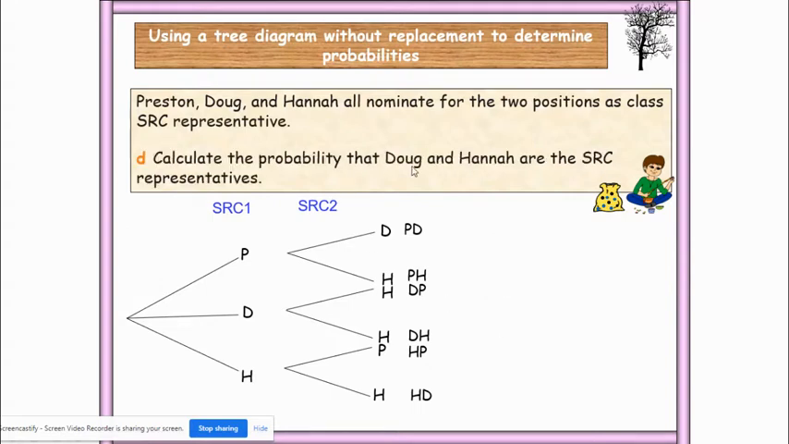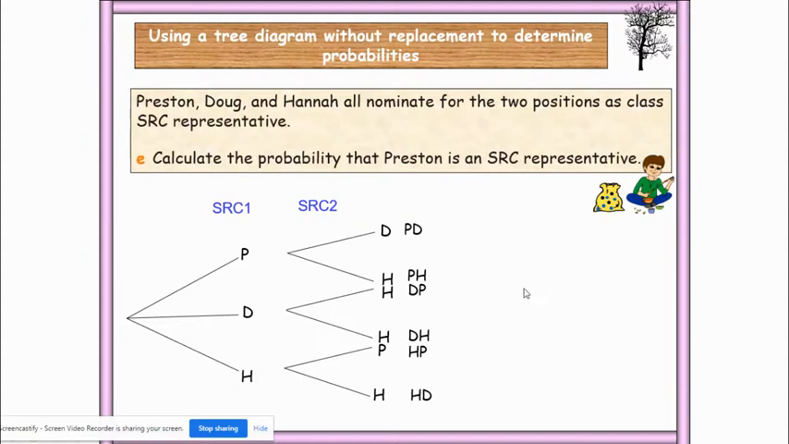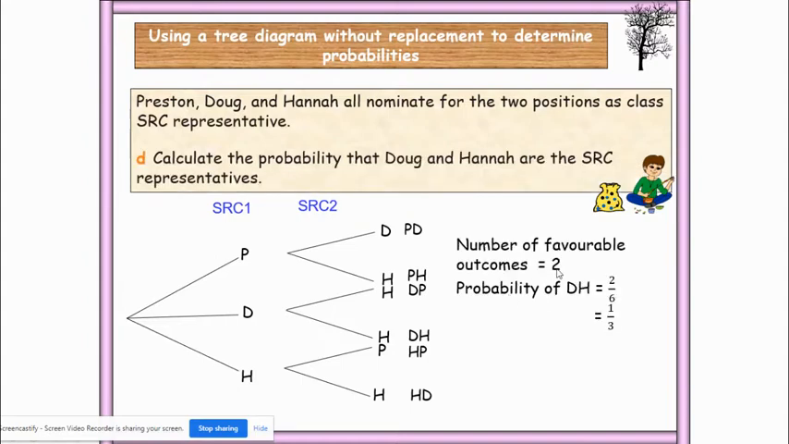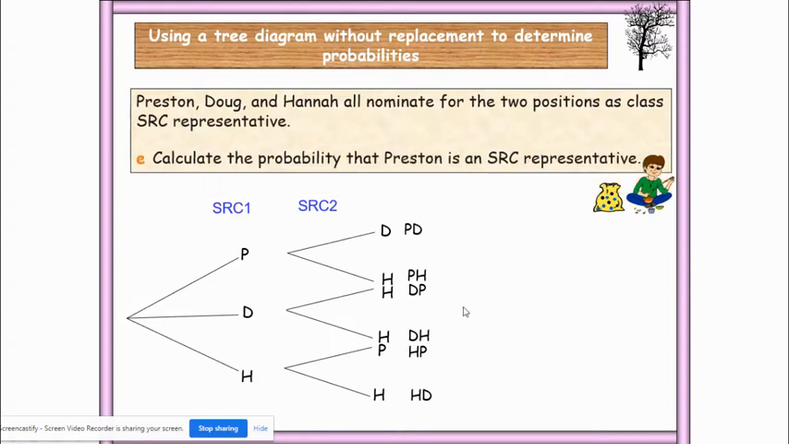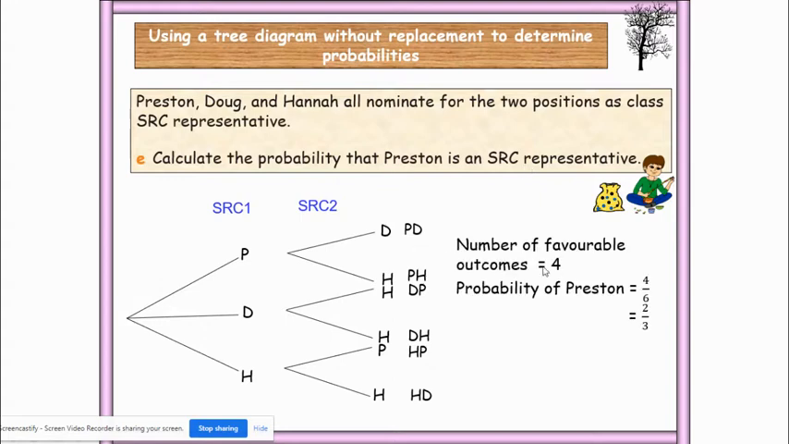Calculate the probability that Doug and Hannah are chosen. So if we go Doug and Hannah, there's Doug and Hannah, and there's Hannah and Doug. So that's two outcomes. Oh, I went too fast there. Outcomes is 2, which is 2 out of 6. Bring that down, it's 1 out of 3. E, calculate the probability that Preston is chosen. He appears 4 times, so he gets a 2 out of 3 chance.